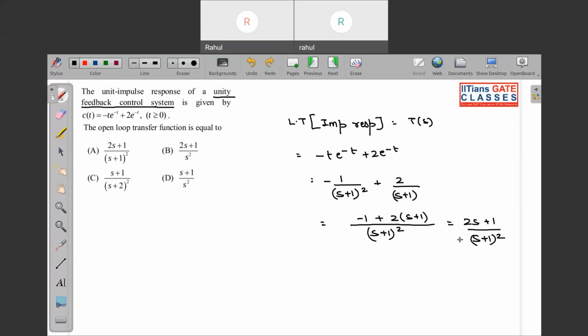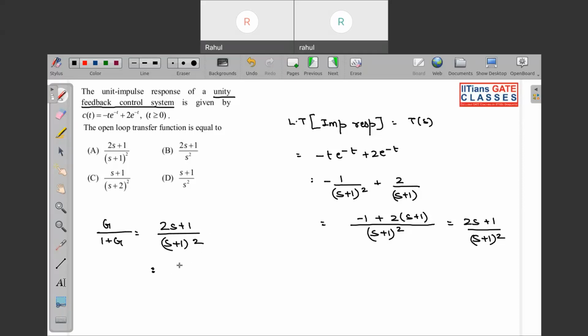So I have told you in the last class, if nothing is mentioned whether it is positive or negative unity feedback, you always need to consider negative unity feedback. Okay. So over here, this will be G divided by 1 plus G is equal to (2s plus 1) divided by (s plus 1) whole square.